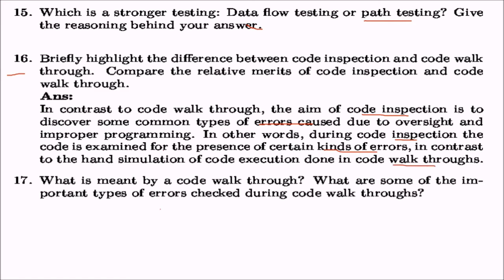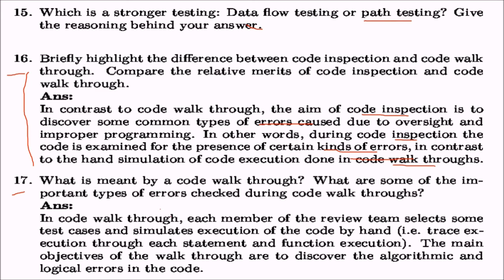In code walkthroughs, hand simulation of code execution is done. In code walkthrough, a hand simulation of code execution is actually done, not the system execution, but the hand simulation. What is meant by code walkthrough? What are some of the important types of errors checked through the code walkthroughs? I hope this question will answer this also.